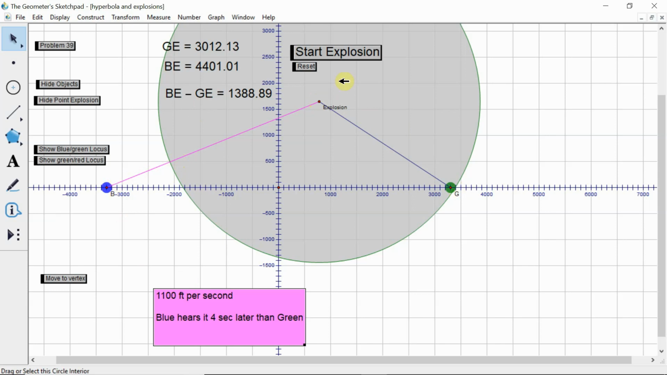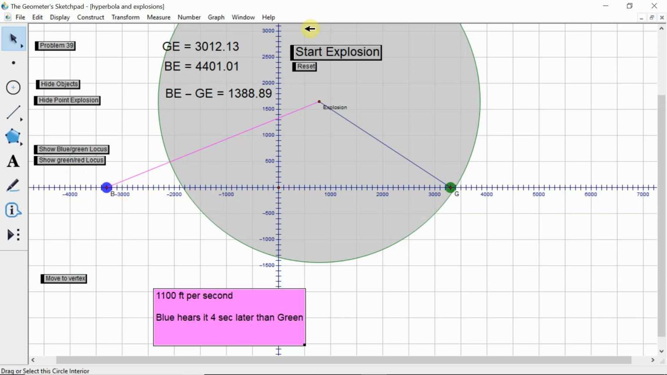So think about what that means about the explosion. It must be 4,400 feet farther away from blue than green. If it's 4 seconds later and sound travels 1,100 feet per second, it is 4,400 feet between where the circle currently is and where it still has left to go. Okay.